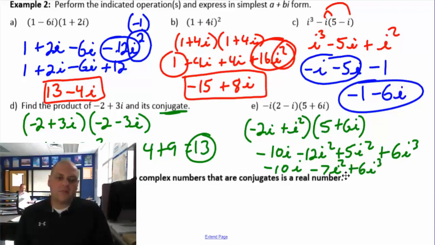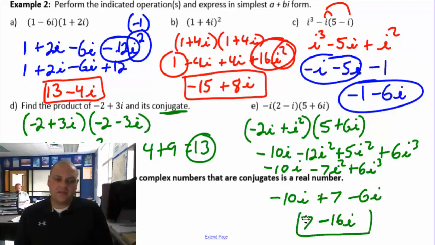All right, now we have i squared here, which is negative 1. We talked about that. That's just going to be plus 7 there. And then i to the third is negative i, so minus 6i. Negative 10i minus 6i, and so we have 7 minus 16i. 7 minus 16i there.